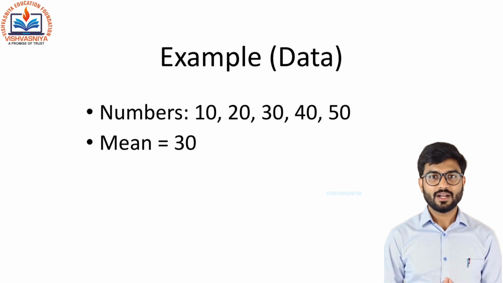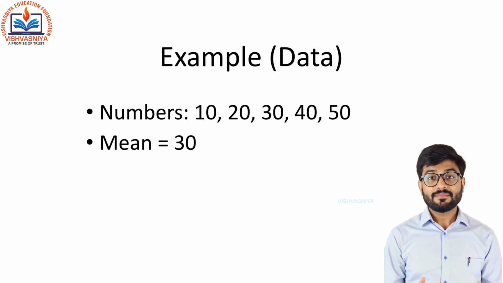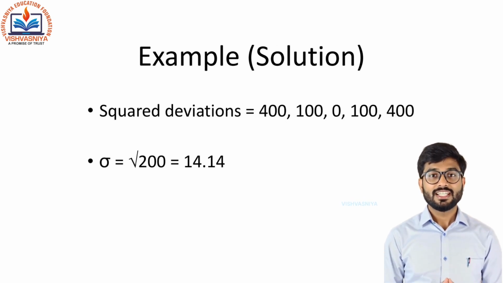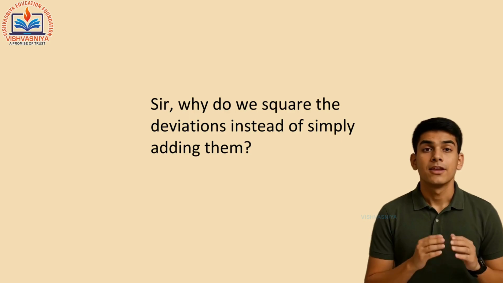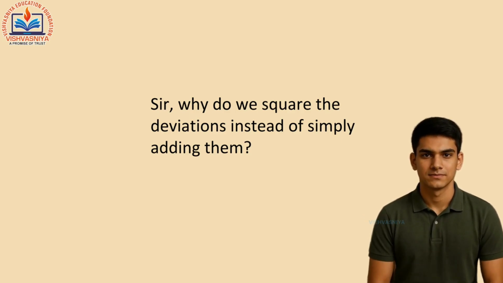Example: take the numbers 10, 20, 30, 40, and 50. Their mean is 30. If we calculate squared deviations 400, 100, 0, 100, and 400 and take their average, we get sigma equals 14.14. Sir, why do we square the deviations instead of simply adding them?